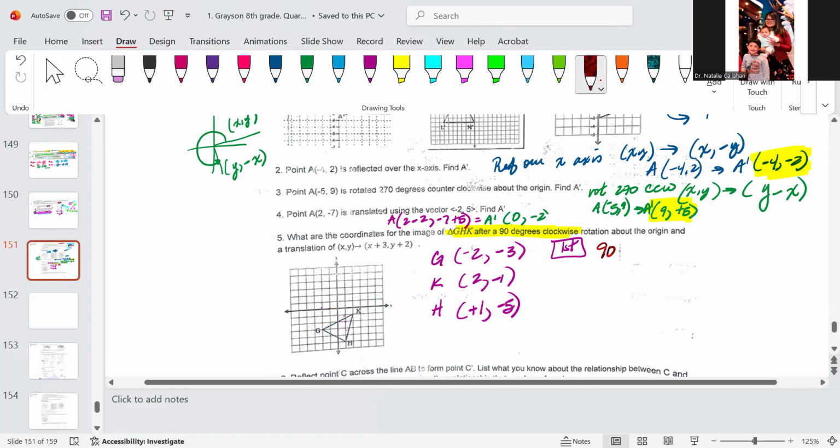If it's a 90 degrees clockwise rotation, and it's about the origin, so we don't have to subtract whatever point it's focused on from your point, then add it again. Do you remember that crazy process we did? Yeah, we don't need to do that because it's about the origin. What is the equation for 90 degree clockwise rotation?